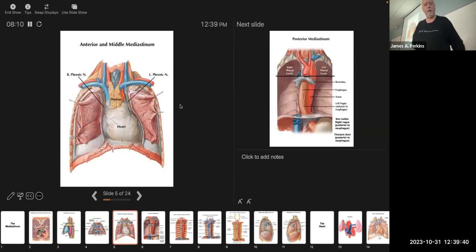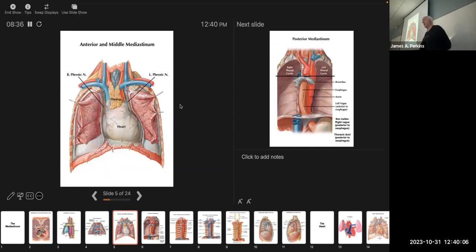Now, in this particular picture here, we're attempting to look at both the anterior and middle mediastinum, but there's really almost nothing in the anterior mediastinum. Most of what's in the anterior mediastinum is just a little bit of fat and loose connective tissue that connects the pericardium to the inside of the sternum. The only structure of any significance in the anterior mediastinum is the thymus.